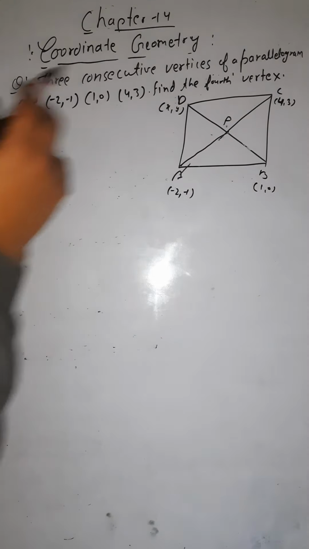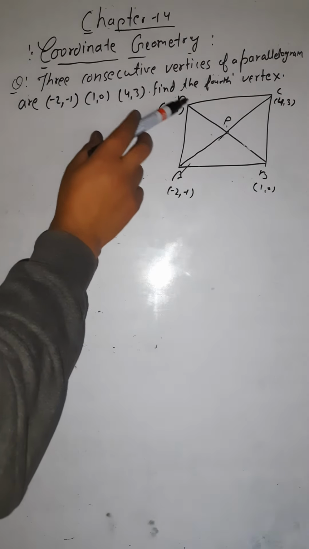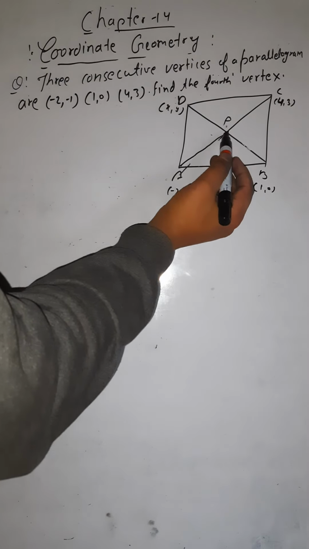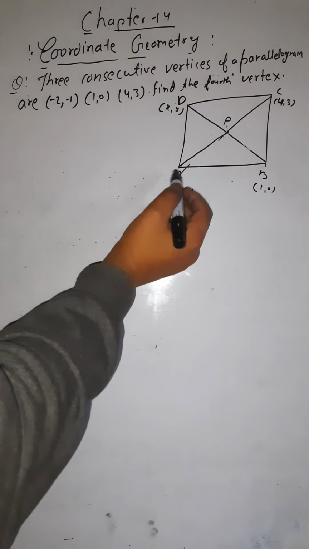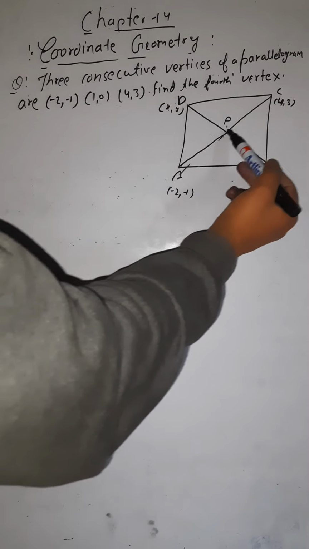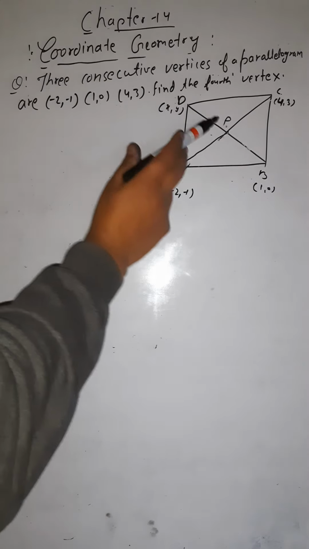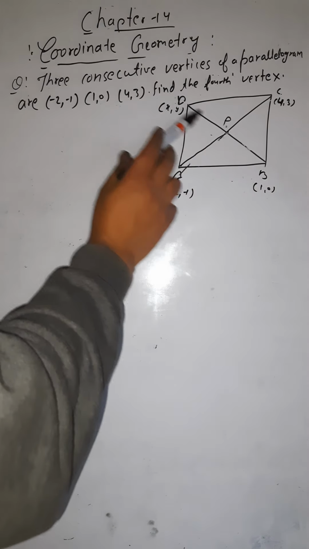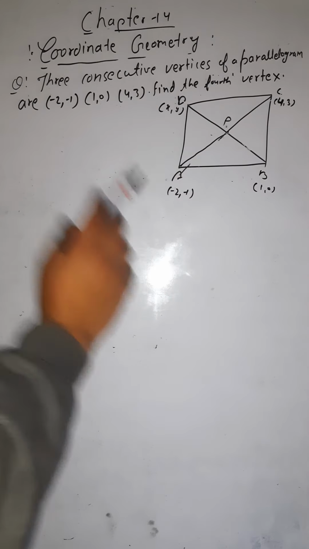So it means this P would be the midpoint of the diagonal BD as well as of the diagonal AC. Are you getting this? This P is the midpoint of BD as well as of AC. Why? Because these diagonals are bisecting each other. That means this side and this side both are equal, and this side and this side are also equal. So I can say yes, P is the midpoint of diagonal BD as well as the diagonal AC.